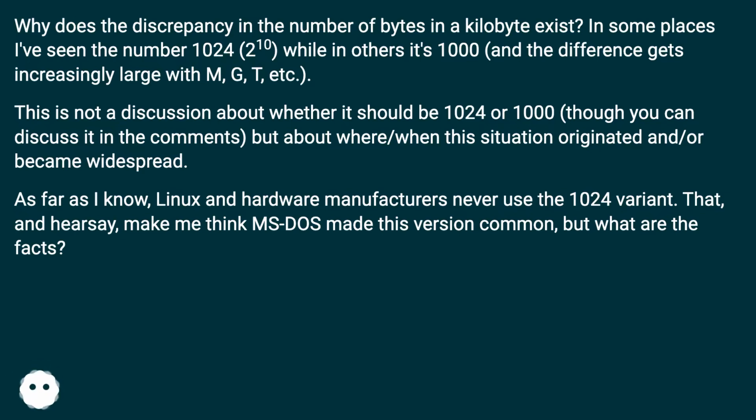This is not a discussion about whether it should be 1024 or 1000, though you can discuss it in the comments, but about where or when this situation originated and or became widespread. As far as I know, Linux and hardware manufacturers never used the 1024 variant. That, and hearsay, make me think MS-DOS made this version common, but what are the facts?